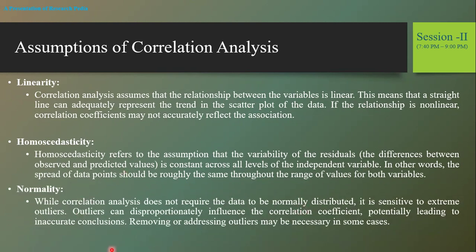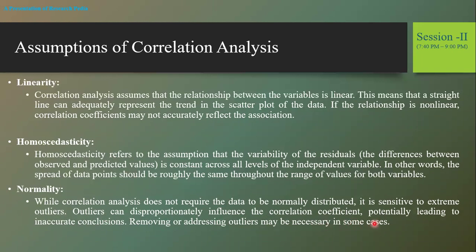Normality is also a bigger concern when we are analyzing correlation or regression. While correlation analysis does not require the data to be normally distributed, it is sensitive to extreme outliers. So if there are some outliers in your data, then it may indicate that your data is not normal. Outliers can disproportionately influence the correlation coefficient, potentially leading to inaccurate conclusions. Removing or addressing outliers may be necessary in some cases.